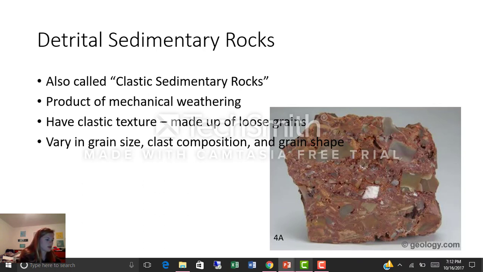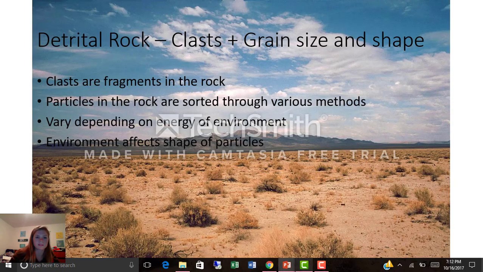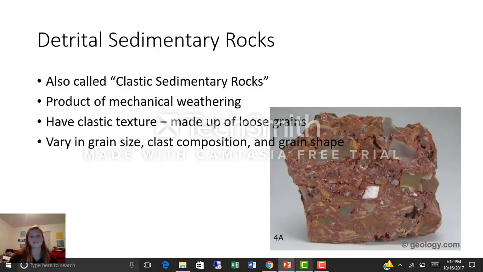Detrital sedimentary rocks. Detrital sedimentary rocks are a product of mechanical weathering, transport, and deposition of solid material. These are also called clastic sedimentary rocks based on the clasts we can see in the rock, also known as loose grains. In figure 4a, you can see the various clasts and loose grains featured in the rock. They vary in appearance, texture, and size.